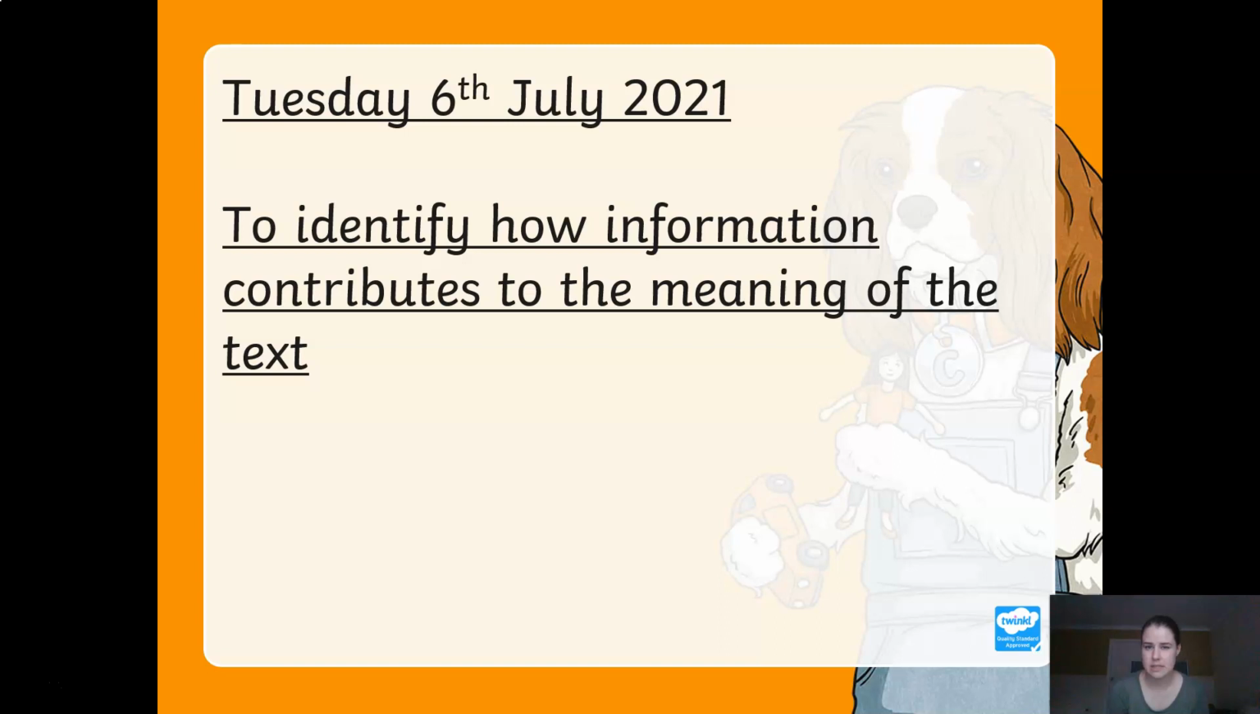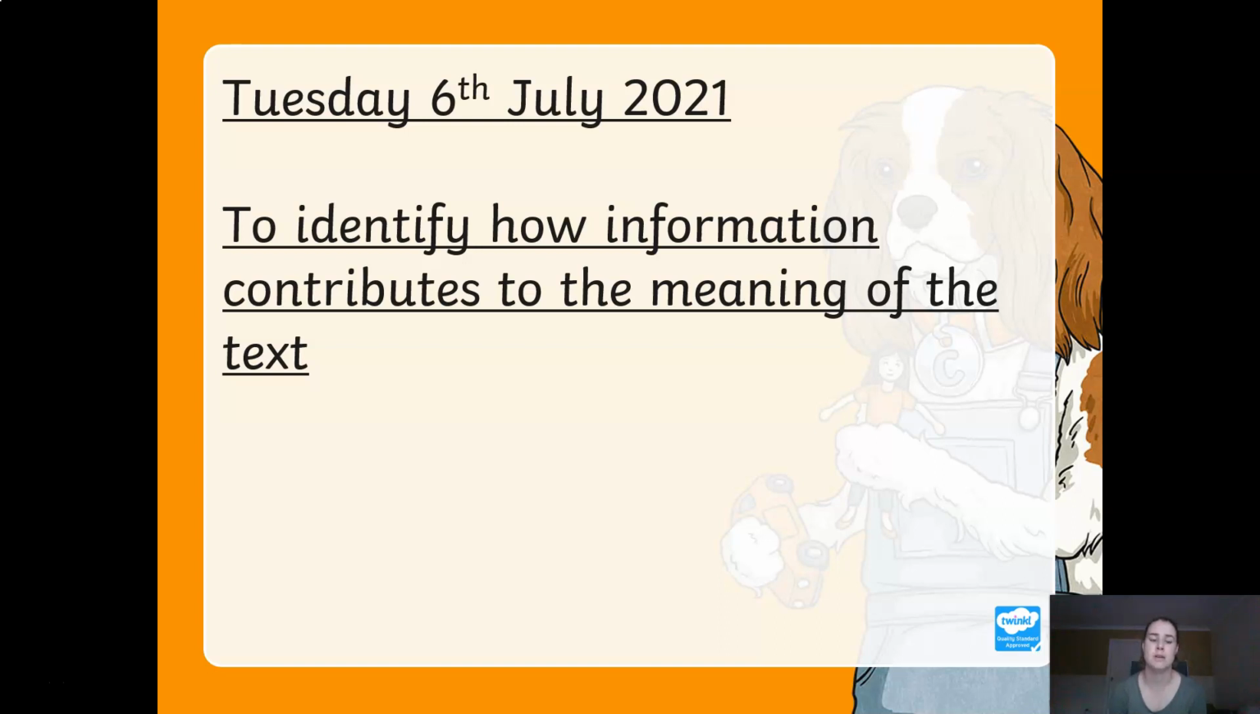We're going to do something slightly different for reading this week, having gone through your papers and been able to identify some of the areas that we need to work on. So I'm going to recap on some PowerPoints linking to some of the skills that we need to revisit, and then I'm going to give you an activity to do at the end, okay?